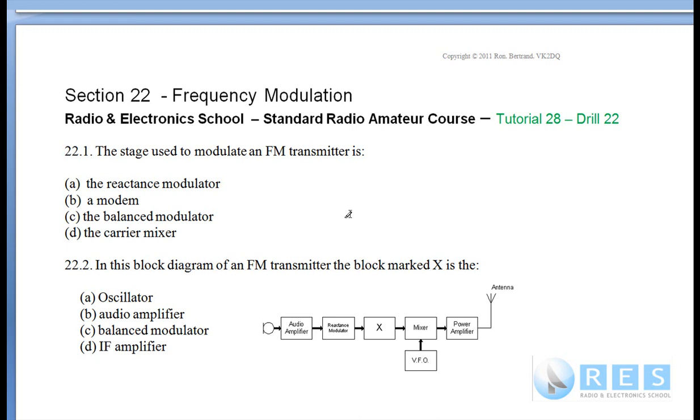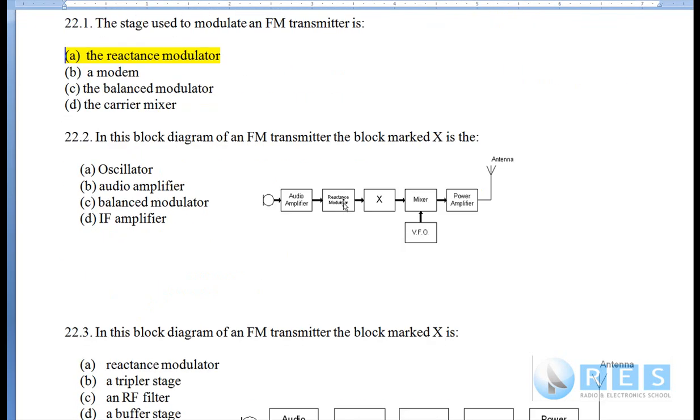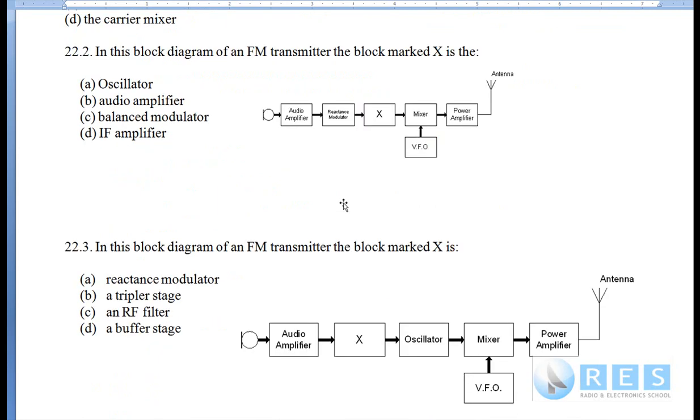22.1. The stage used to modulate an FM transmitter is the reactance modulator. 22.2. In this block diagram of an FM transmitter, the block marked X is the oscillator. The reactance modulator is what makes the oscillator change in frequency with the modulating audio, so that is the oscillator.